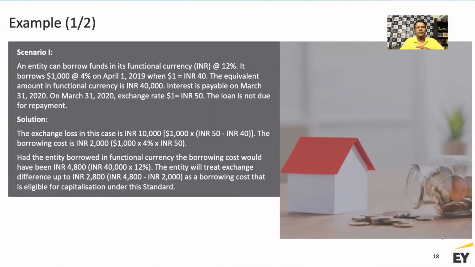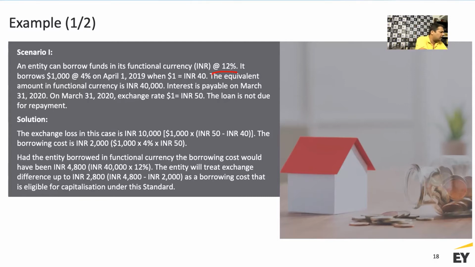An entity can borrow funds in its functional currency at the rate of 12%. Functional currency is INR, and we will talk a lot more about the functional currency and foreign currency when we discuss the concept under Ind AS 21. I will do a very detailed discussion on functional currency and foreign currency.